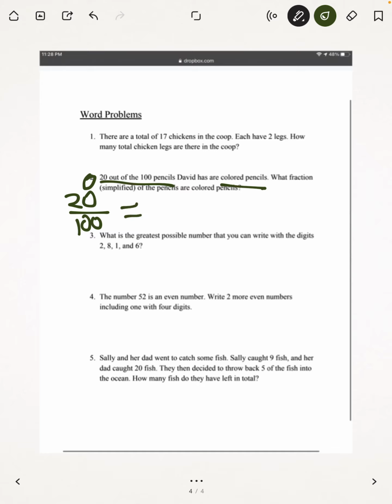The way you simplify it is you find a common number that can be divisible by both the numerator and the denominator. So 20 and 100 are both divisible by 20. Remember that whatever you do to the top, you always have to do the exact same thing to the bottom. So we divide and we get 20 divided by 20 is 1. 100 divided by 20 is 5. So 1/5 of the pencils are colored pencils.